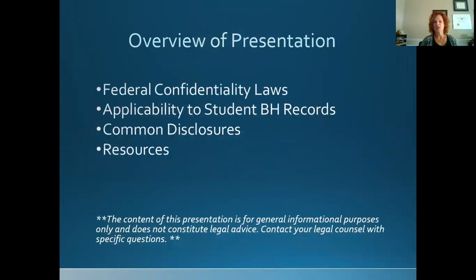Today's presentation is going to provide an overview of each of those laws and their applicability to student behavioral health records. We'll talk about some of the common disclosures that can be made in regard to student behavioral health records, depending on which law applies. And at the end, I'll provide you with some helpful resources in regard to each of these laws as well.